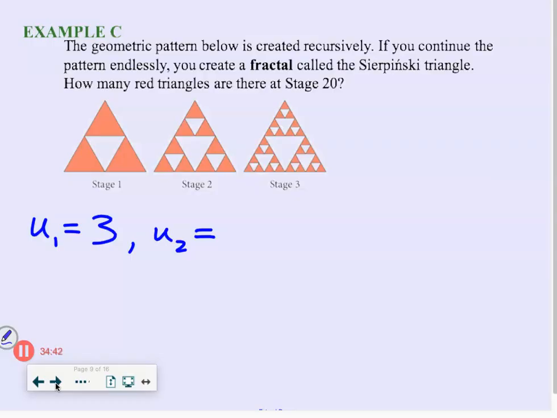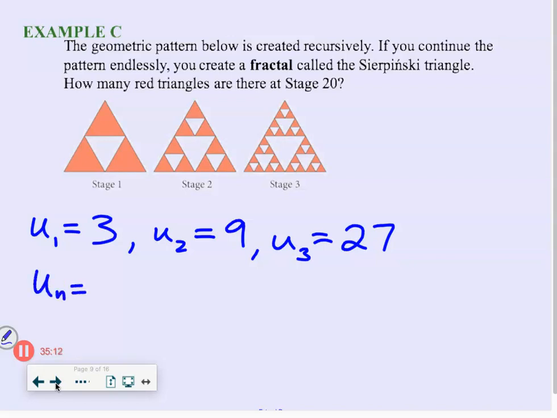Now let's just list off, just for the heck of it, how many triangles are there in stage 2? Count again. Do you see 9? Okay, there are 9. Take a guess without counting. How many are there in stage 3? There are 27. So what you figured out there is what you have to multiply to get from one term to the next. What do you have to multiply by? 3. You have to multiply by 3, right? 3 times 3 is 9, times 3 is 27.